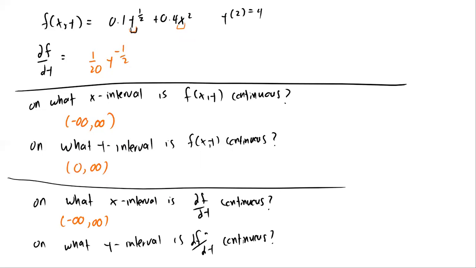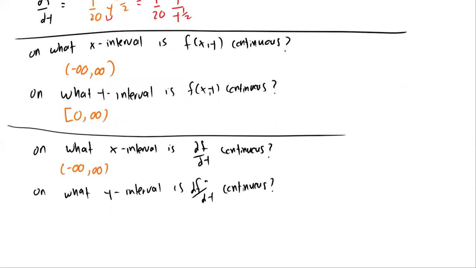Well, again, we have a square root, but now it's also in the denominator, right? Because remember that it's the same as 1 over 20 times 1 over y to the 1/2. So we already know that the domain of the square root is non-negative numbers. Now y also can't be 0, right? So actually, let me fix that here.